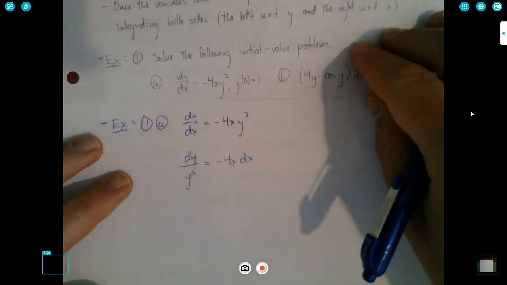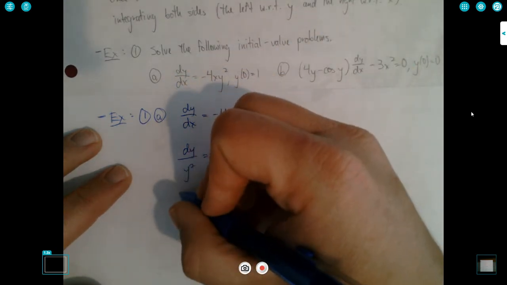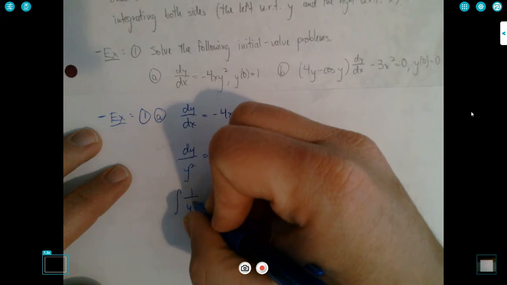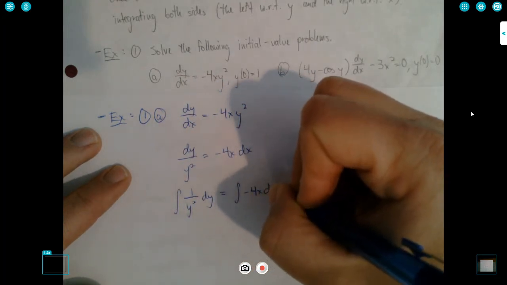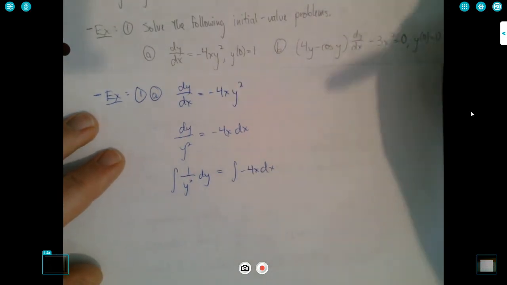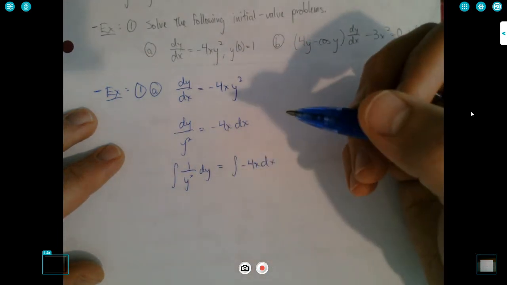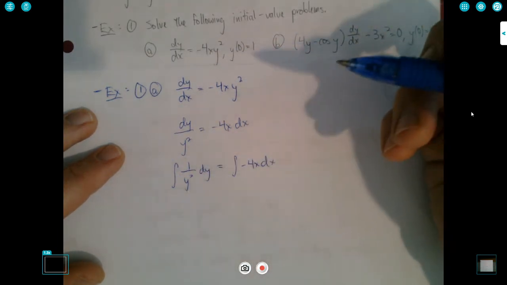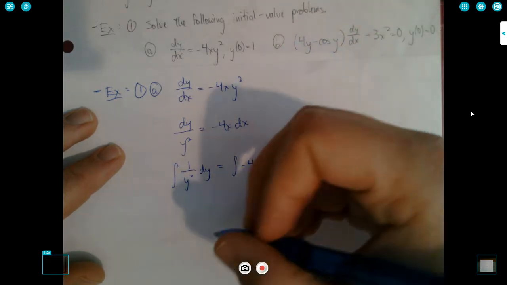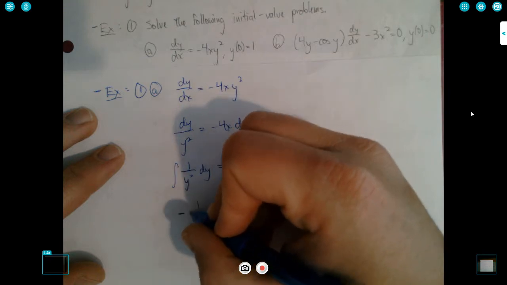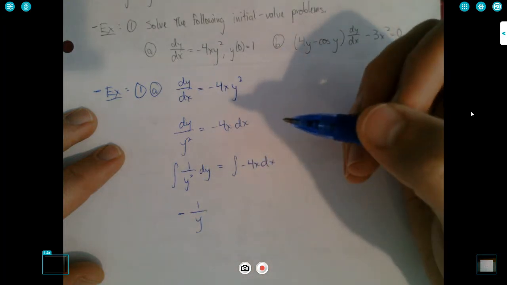And now I can go ahead and integrate that, right? So I can say, all right, so integral of 1 over y squared dy equals integral of negative 4x dx. Those are both pretty easy integrals to solve, okay? So we can say integral of 1 over y squared, that's y to the negative 2, so the integral would be negative y to the negative 1, right? So we would get negative 1 over y. And you might say plus c or something like that.